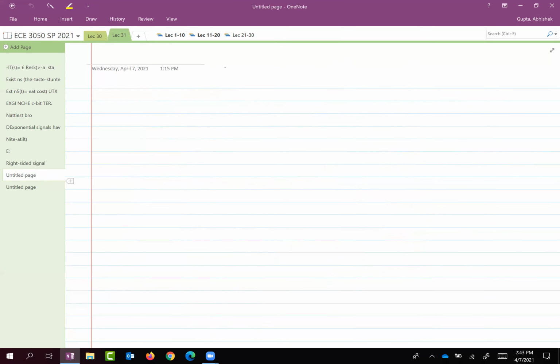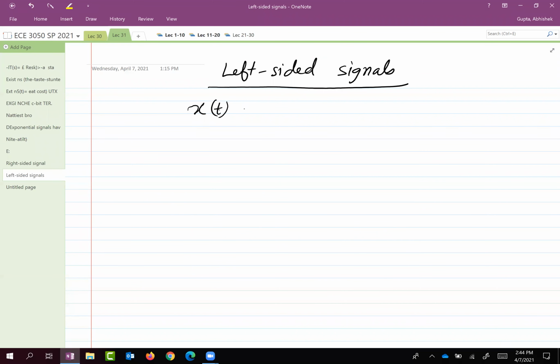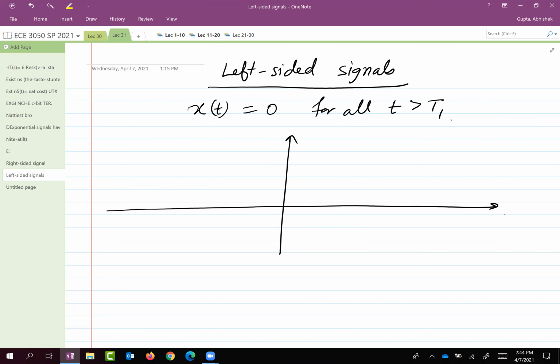Now let's look at left-sided signals. I'm sure you're not surprised at the definition. So these are signals where x(t) equals 0 for all t greater than t1. And so this is t, x(t), this is some t1, and my signal looks like this.